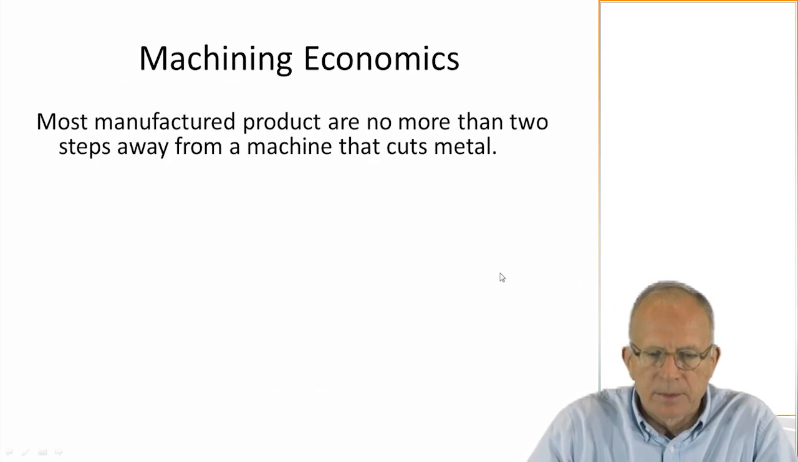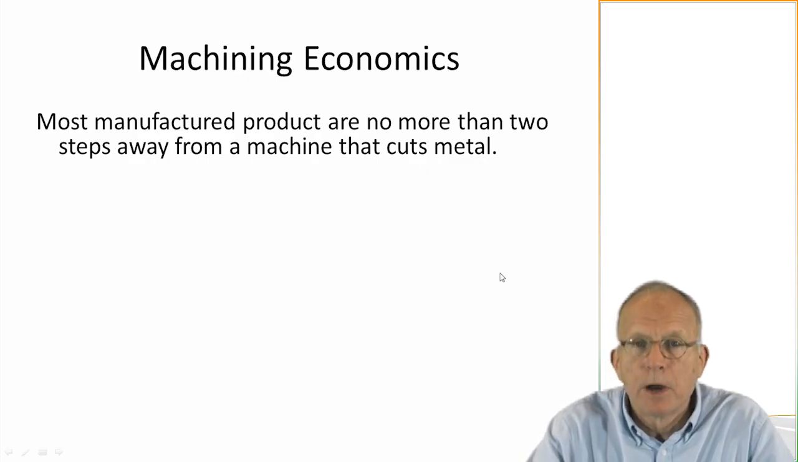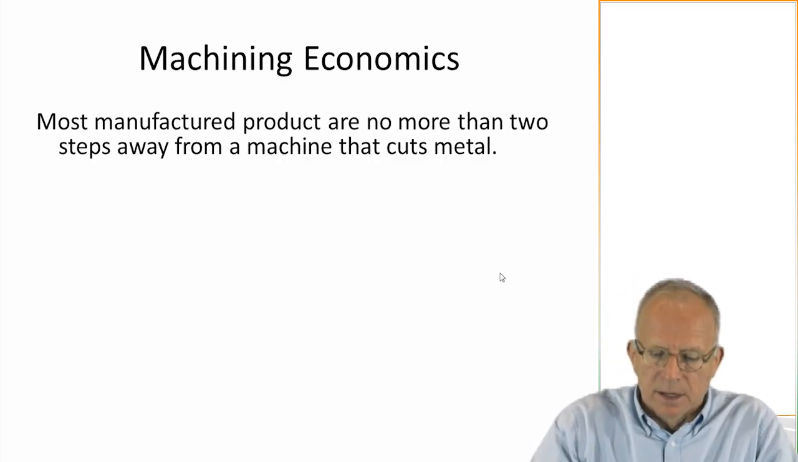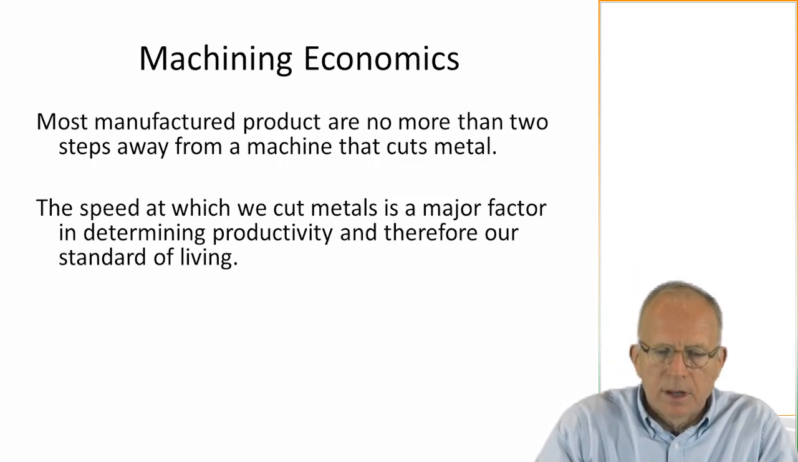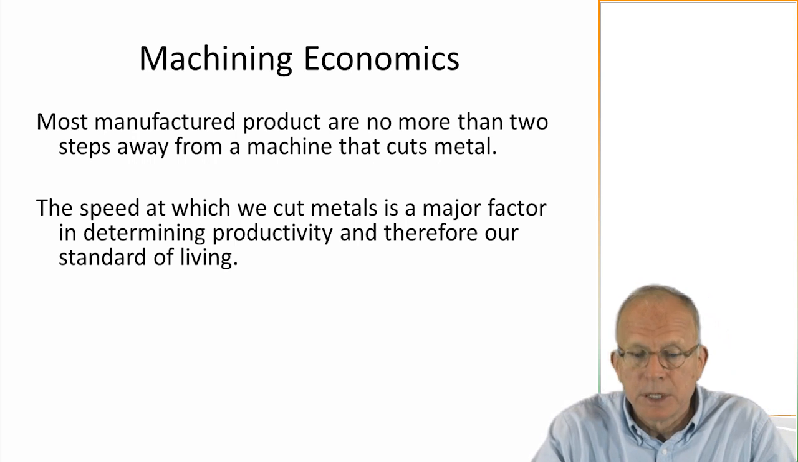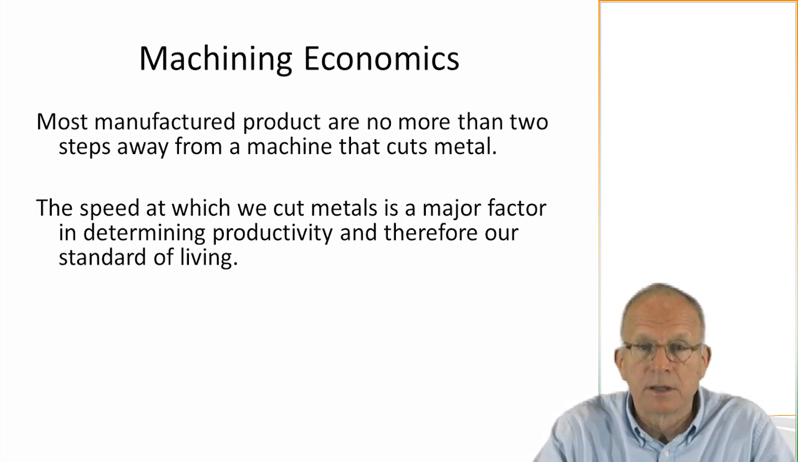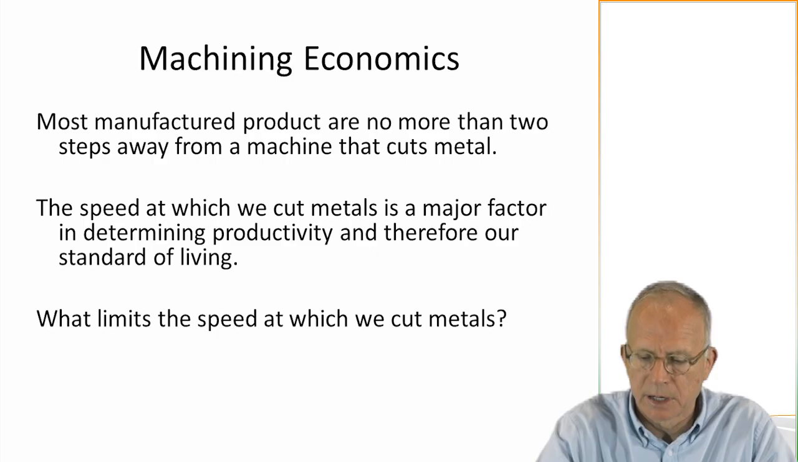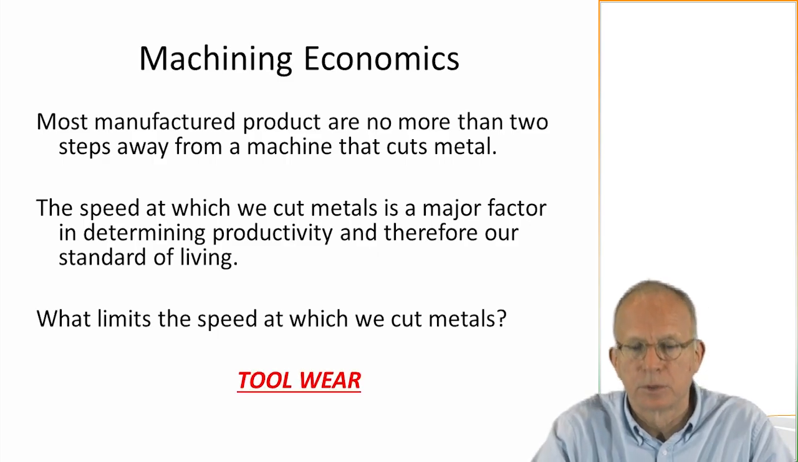So machining economics. Most manufactured goods are no more than 2 steps away from a machine that cuts metal. So the speed at which we can cut metals is a major factor in determining our productivity and therefore our standard of living. But what limits the speed at which we can cut metal? Toolware.